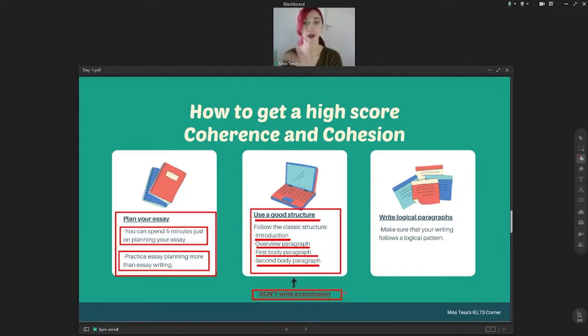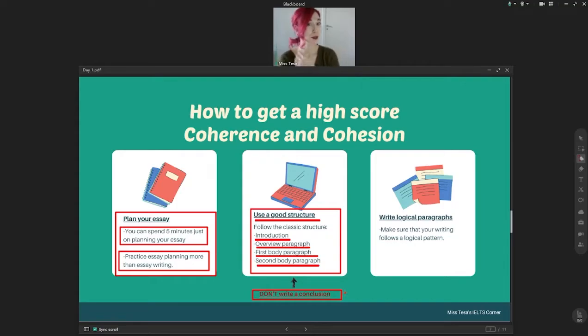In task 1, never write a conclusion. You don't need a conclusion for task 1. These are the 4 paragraphs you want to write. Introduction, overview, and then 2 body paragraphs. Sometimes you can have 3 body paragraphs, but that's very rare. And I usually don't recommend that.